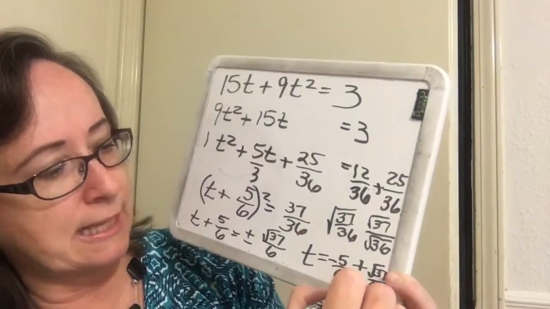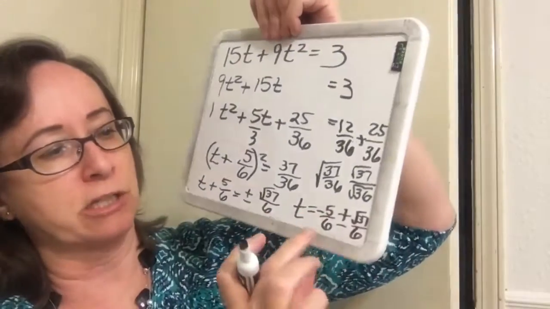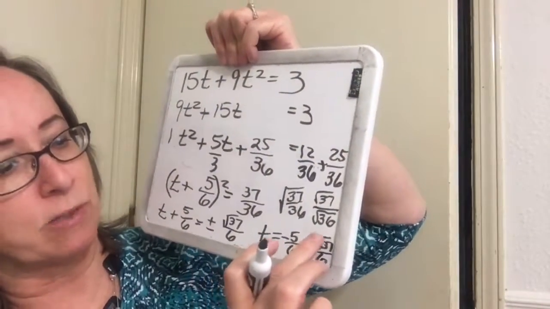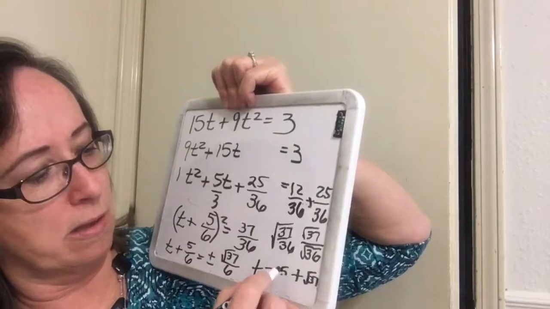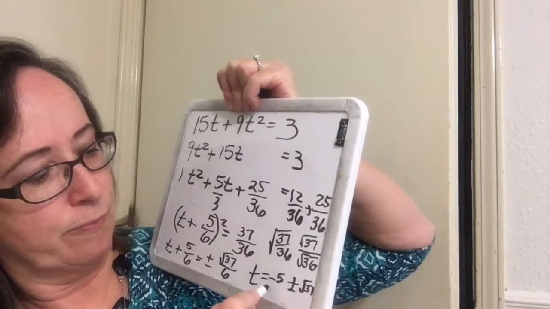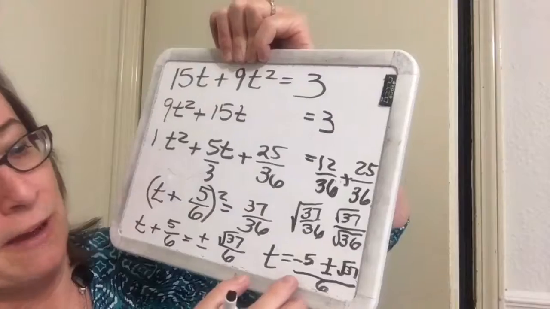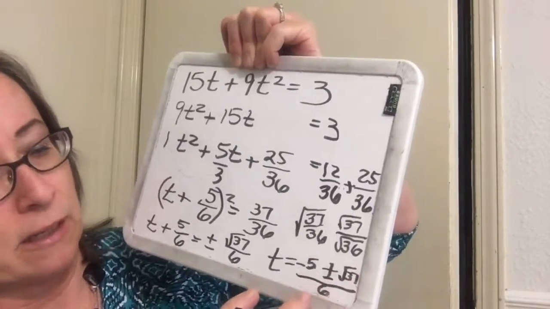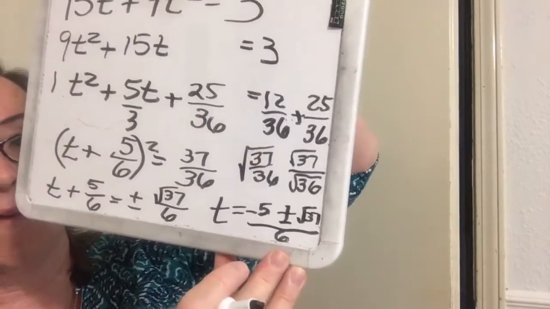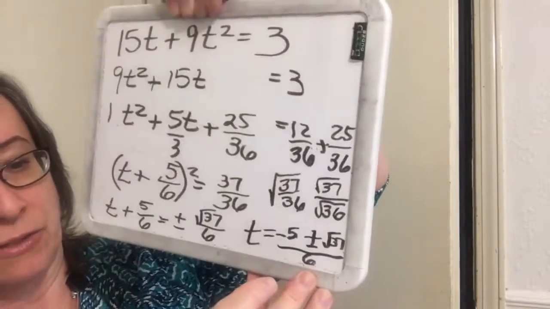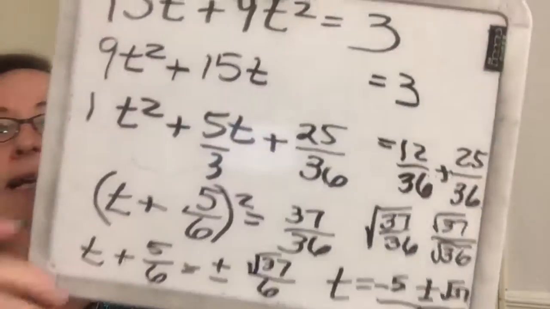over 6. Now, because both parts are real, can I write this as one expression? So instead of negative 5 over 6 plus or minus square root of 37 over 6, can I take them both and put them all over 6? Okay, so we end up with t is negative 5 plus or minus the square root of 37 over 6. And putting them all over 1 is okay because we do not have any complex answers. Everything is real. Negative 5 plus or minus the square root of 37 over 6.